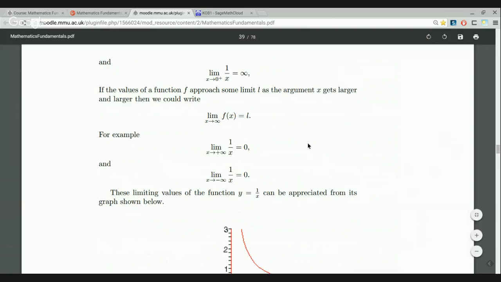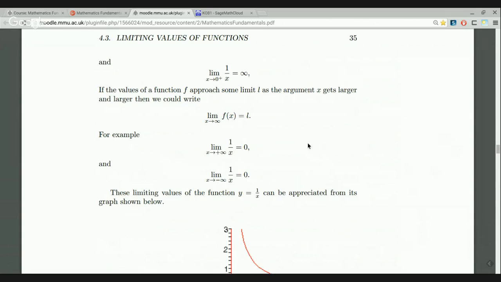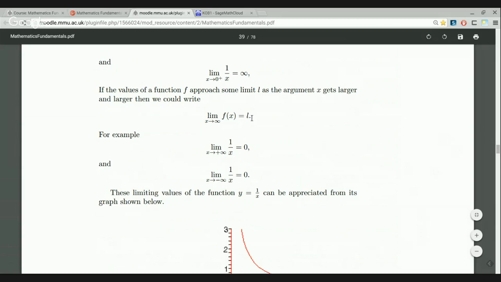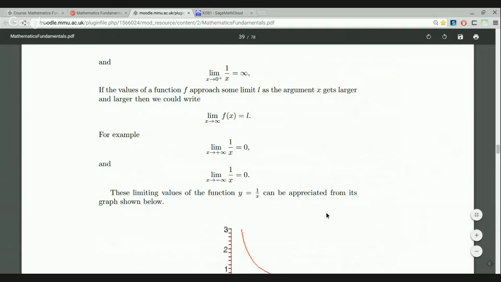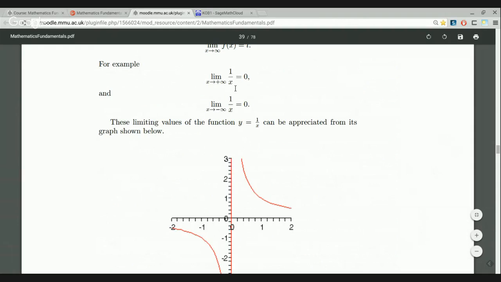We can also use infinity as the value to take the place of the quantity a in the limit notation. We could say that the limiting value as x approaches infinity of f of x equals L. That's to just say what the limiting value of f of x is as x gets larger and larger in the positive direction. Or similarly, the limit as x tends to minus infinity, as x gets larger and larger in the negative direction. And for the function 1 over x, these limiting values are both 0.